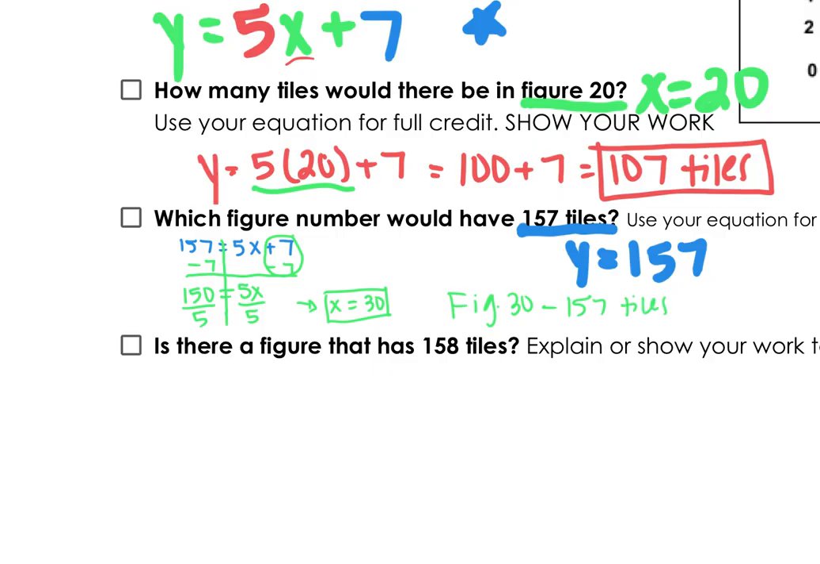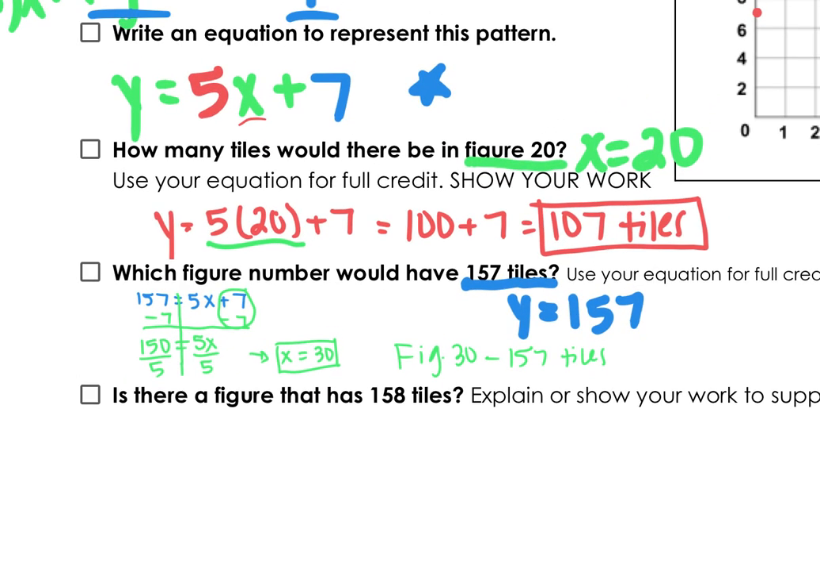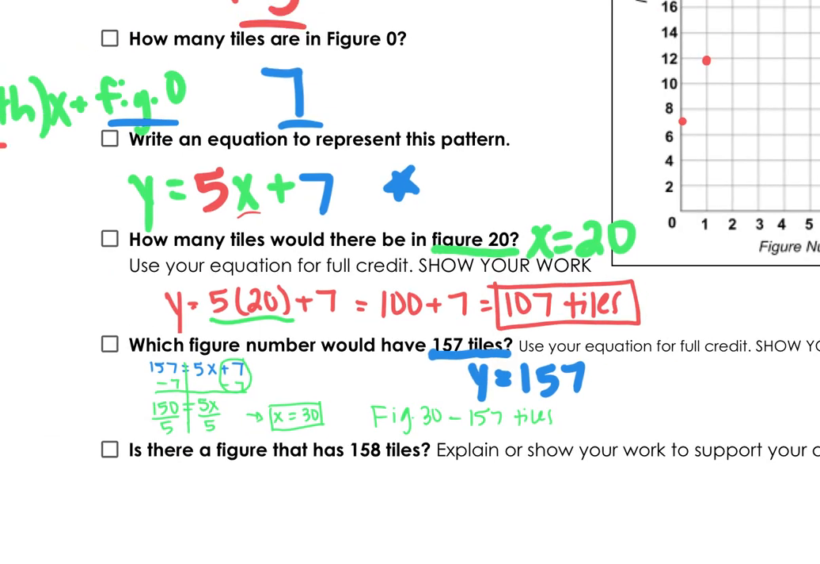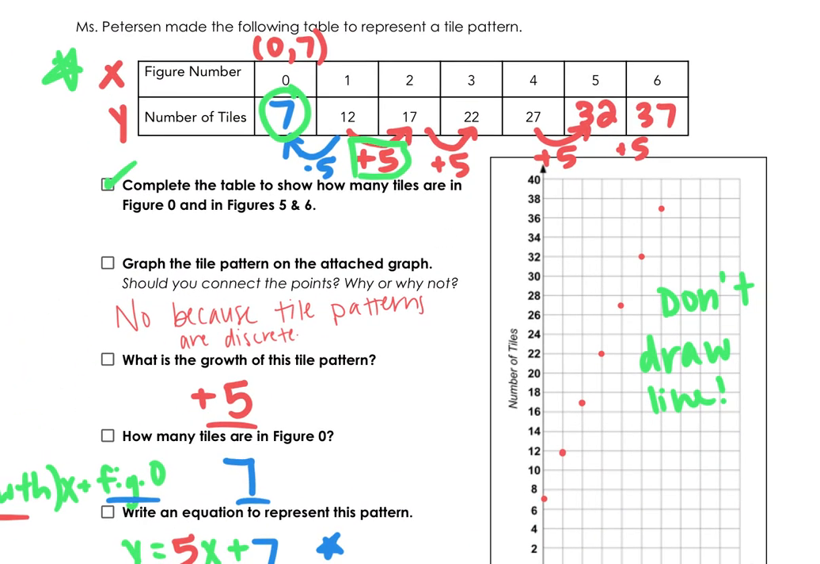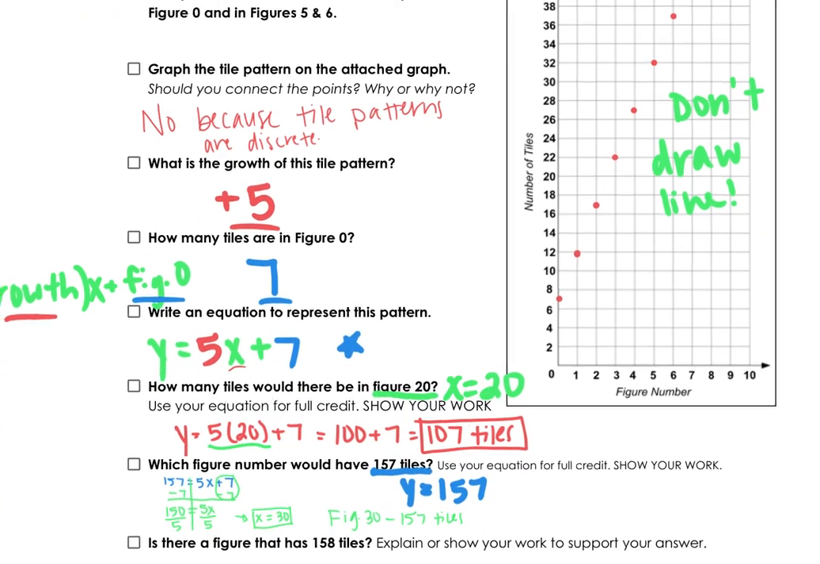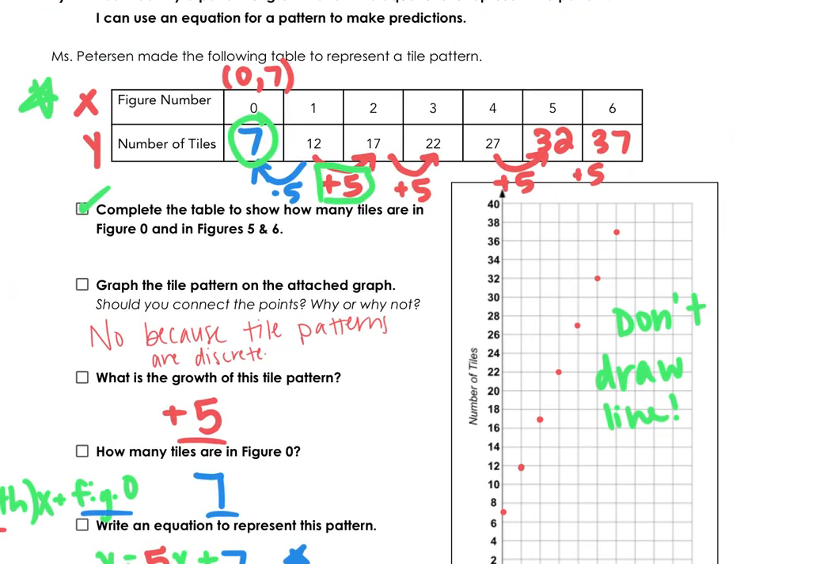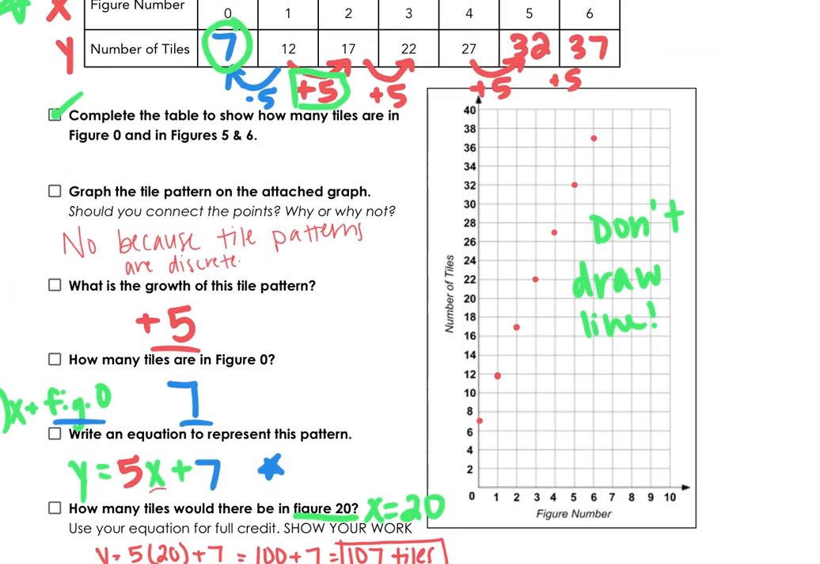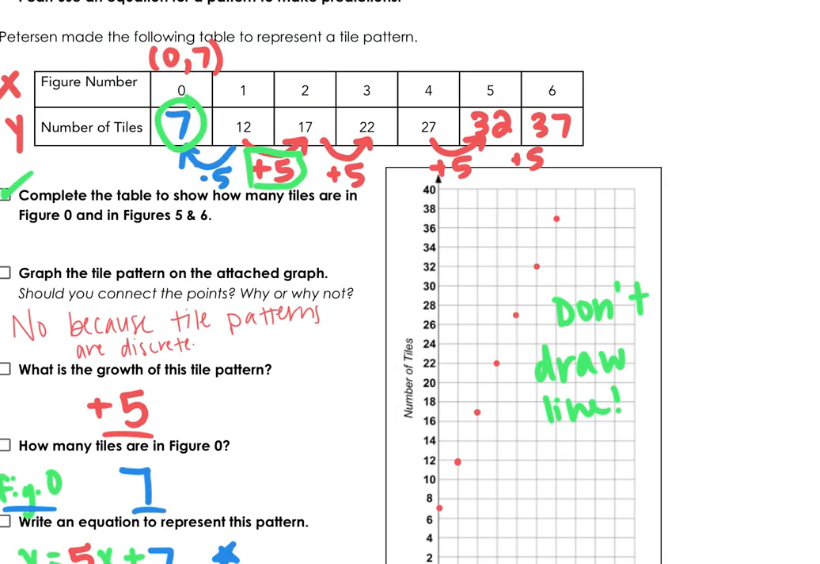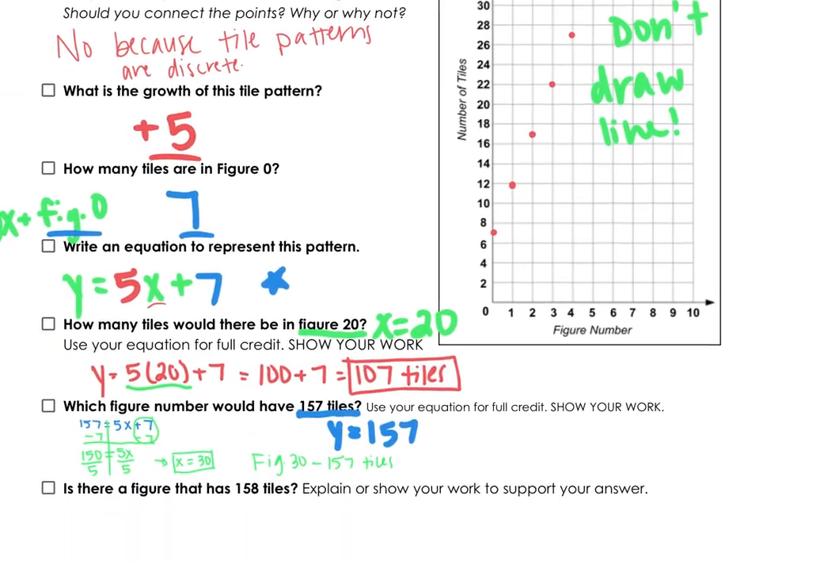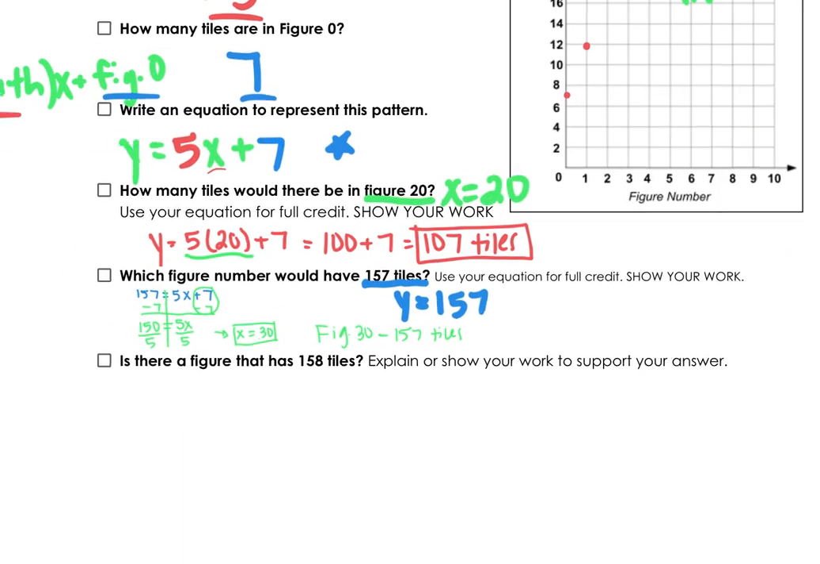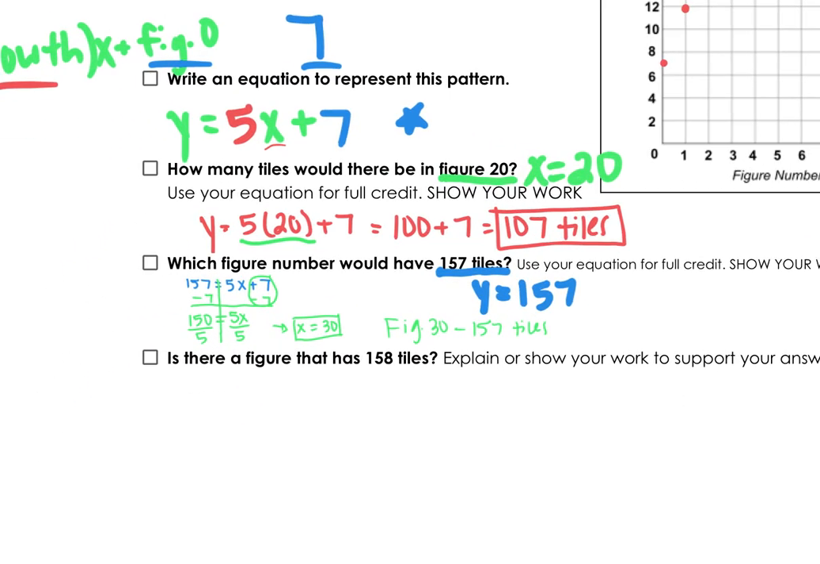Just a reminder, this is not a proportional equation because it does not go through 0, 0. So I can't just do something like 5 times 5 to come up with numbers that would help. I have to use my equation like I did here to solve it.